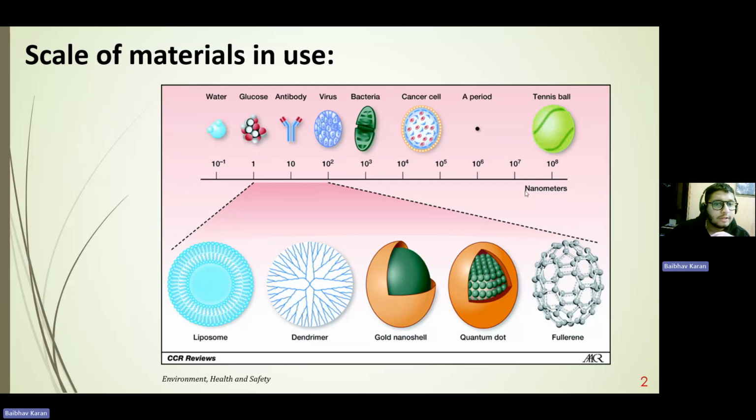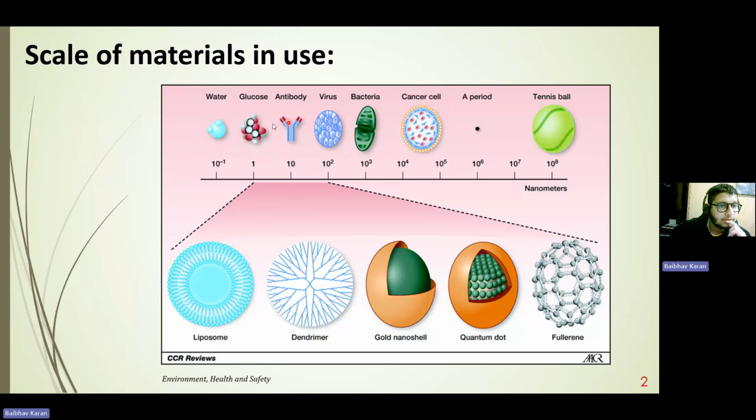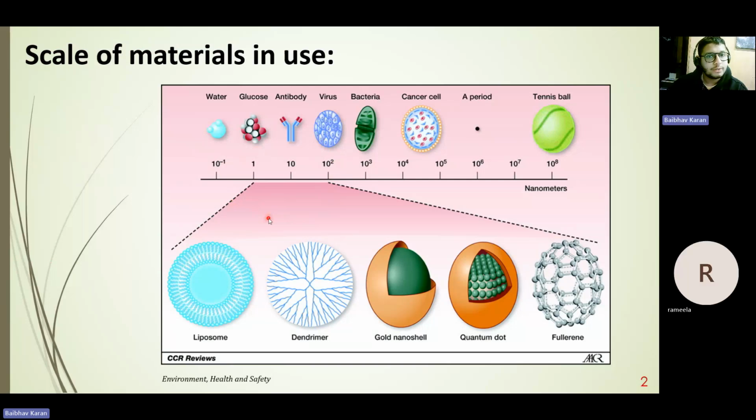So we will be working basically around things that are 1 to 100 nanometers in diameter range, which generally includes the biological organisms, as you can see, as well as metallics and nonmetals.